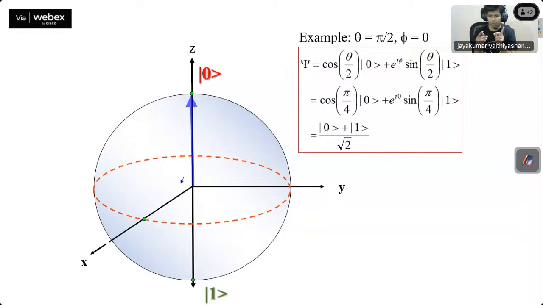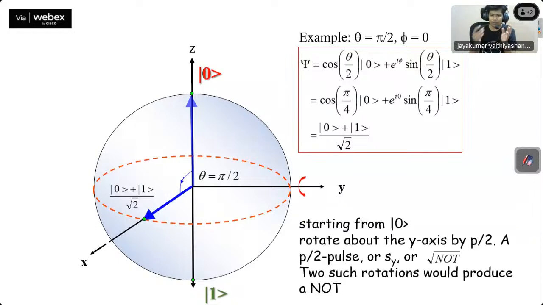Pi by 2. Okay, so a 90-degree rotation from state 0. We are able to visualize in this way. So if we apply theta equal to pi by 2 from state 0, it will go to the x-axis. So this is nothing but your Hadamard gate operation.